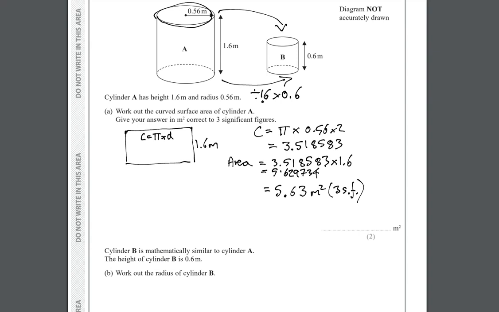So if we do the same with the radius, we divide by 1.6, multiply by 0.6. Divide by 1.6, that will give me 1, multiply by 0.6, that will give me, how many we've got here? So 0.56, divide by 1.6, multiply by 0.6 is 0.21 meters. That feels about right. Half of it. Okay.